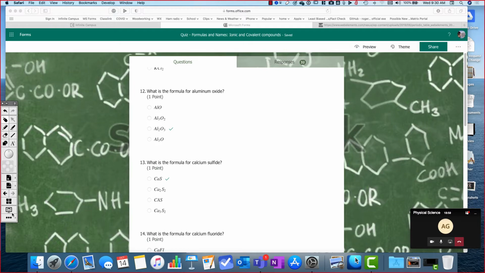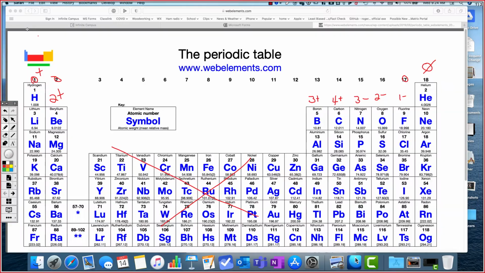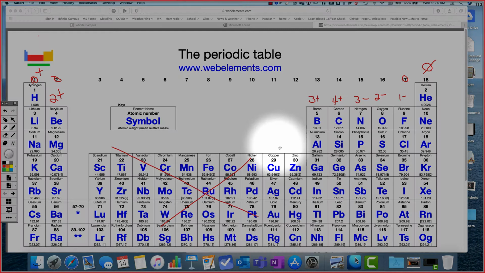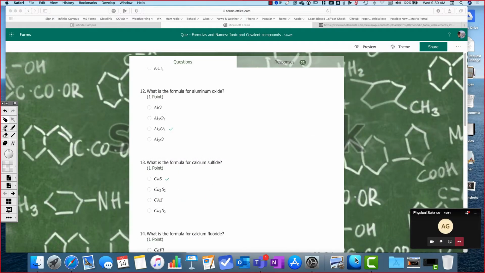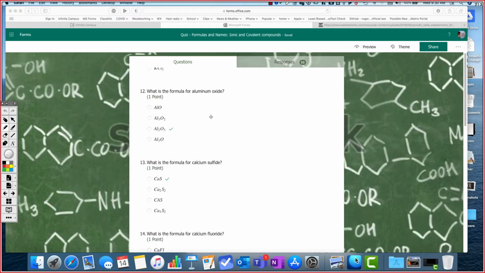Aluminum oxide. Aluminum is positive 3. Oxygen is negative 2. Notice how I keep jumping back and forth to the periodic table. That's where you're going to find your information. So aluminum, I said, was positive 3. Getting slightly better with the mouse. Oxygen is 2 minus.